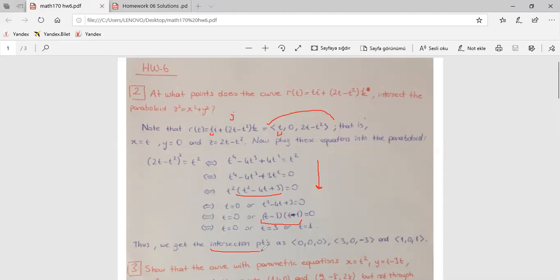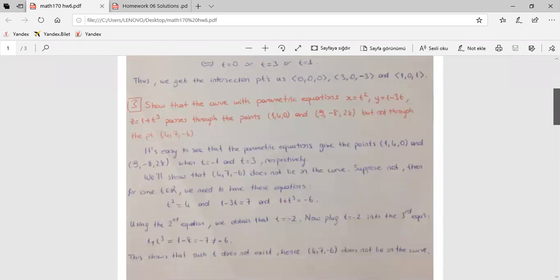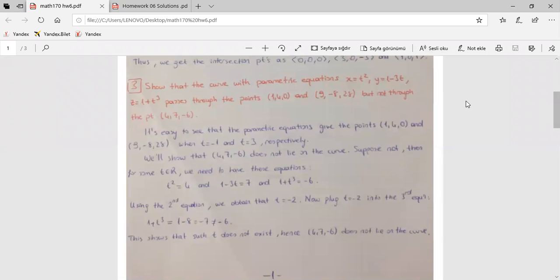Thus the intersection points are, when t equals 0, we get (0, 0, 0). How do we get it? We plug into the function r and obtain (0, 0, 0). And when t equals 3, we get (3, 0, -3). And when t equals 1, we get this vector (1, 0, 1). So these points are on both the curve and the paraboloid. So these are the intersection points. Now let's pass to the third question.